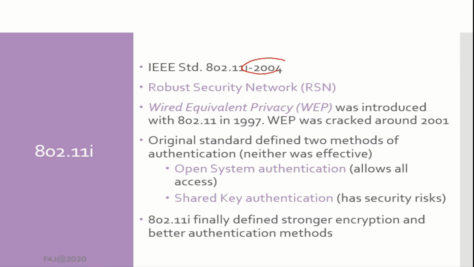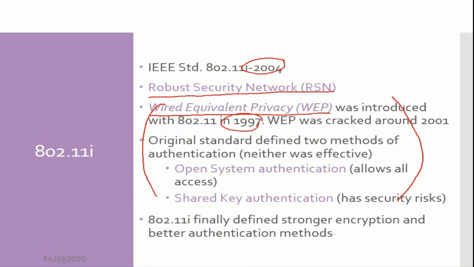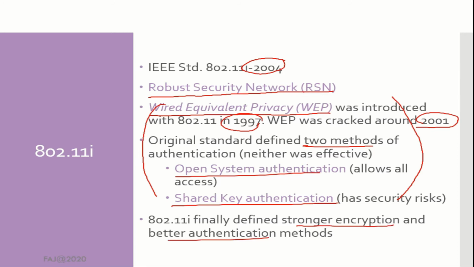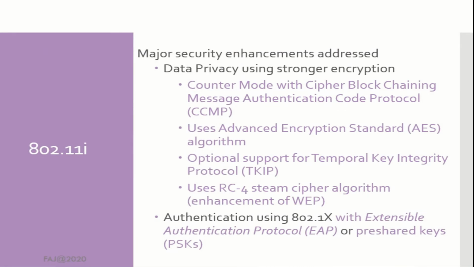802.11i 2004 defines robust security network RSN. So these are the legacy security used before 802.11i was ratified as an amendment in 2004. WEP in 1997, cracked around 2001, and there are two methods: legacy method, open system authentication, and shared key authentication. And 802.11i finally defines stronger encryption and better authentication methods. So these are the encryption and these are the authentication.